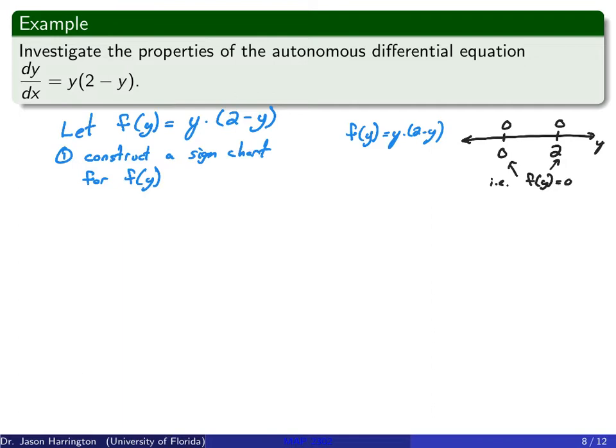Now, if I were to pick a number smaller than 0 and put that back into the function f, if I put in -1, that's going to make it negative. And if I put in a number between 0 and 1, it's going to be positive. And if I put in a number larger than 2, like 3, that's going to make it negative.